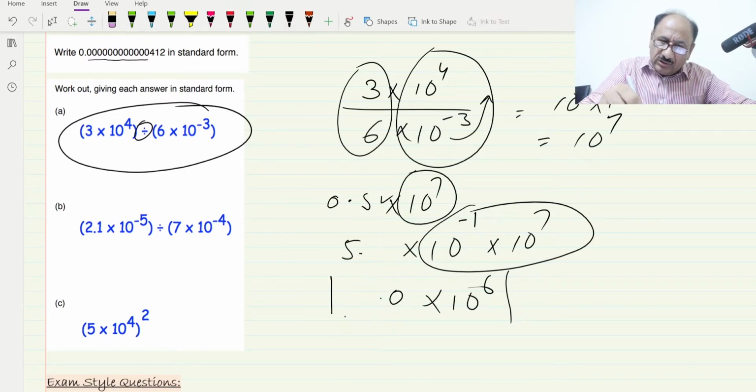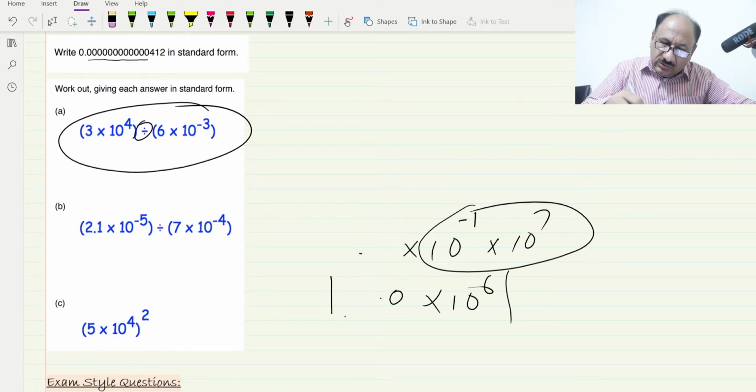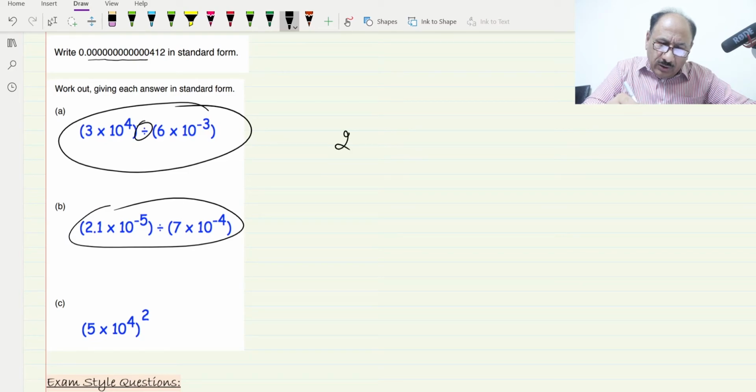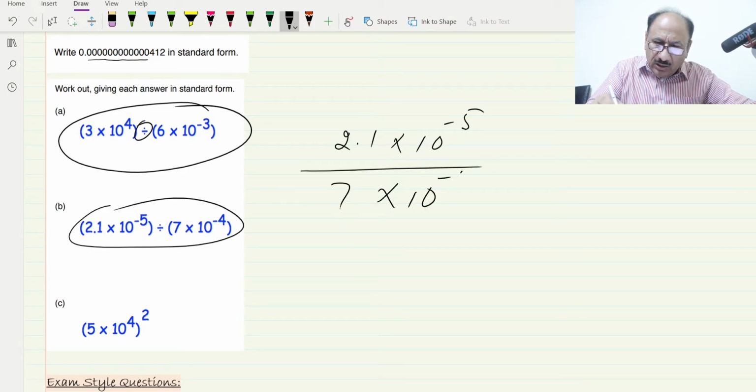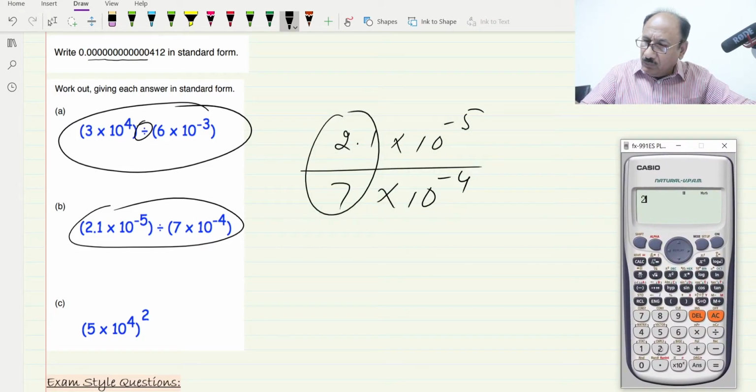Hopefully you understood this as well. Now we can move to the next tricky question. This is a practice question which we have selected for you: 2.1 into 10 raised to minus 5, divided by 7 into 10 raised to minus 4. We can solve this with the help of a calculator also. So it will be 2.1 divided by 7, and this will be equal to 0.3.